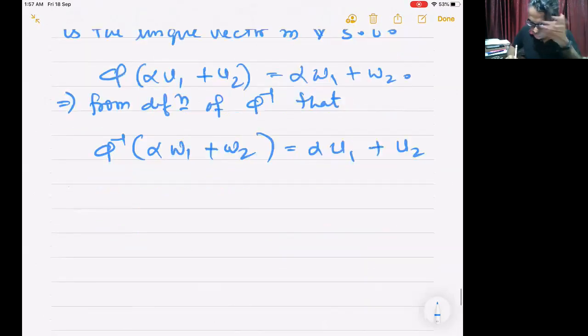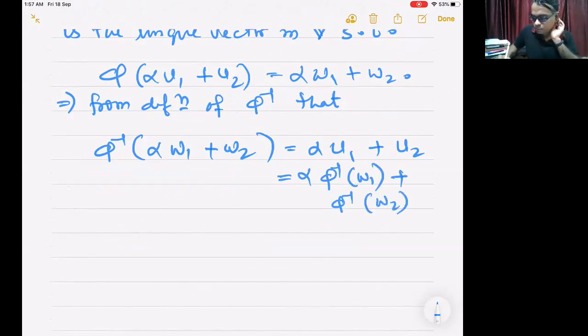But notice, this also means alpha phi inverse W1 plus phi inverse W2. That is what we needed to prove. Done. So phi inverse is a linear map. All right. So see, when we have phi, which is linear, and one-to-one, and also onto, then set theoretically there will be a phi inverse uniquely defined, and that phi inverse, it follows, is also linear. So linear maps that are bijective, their inverses are also linear.